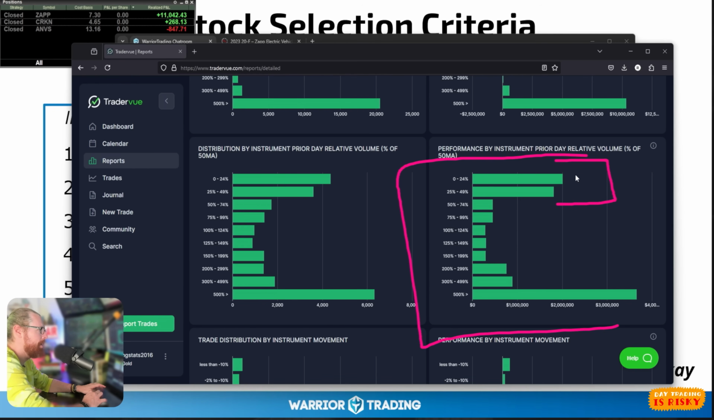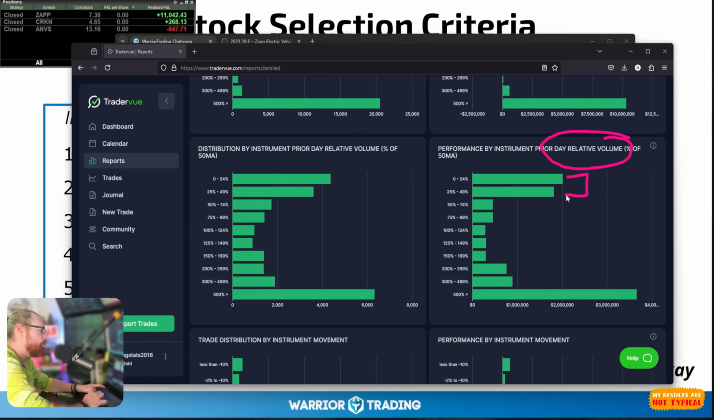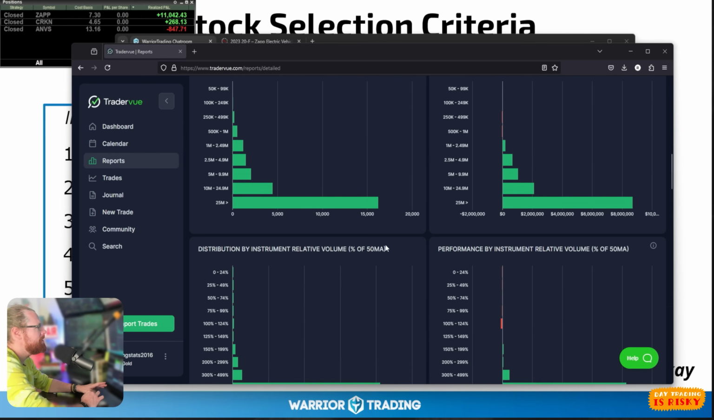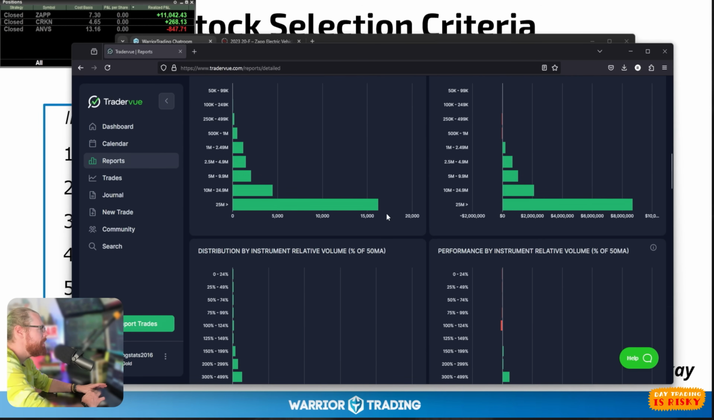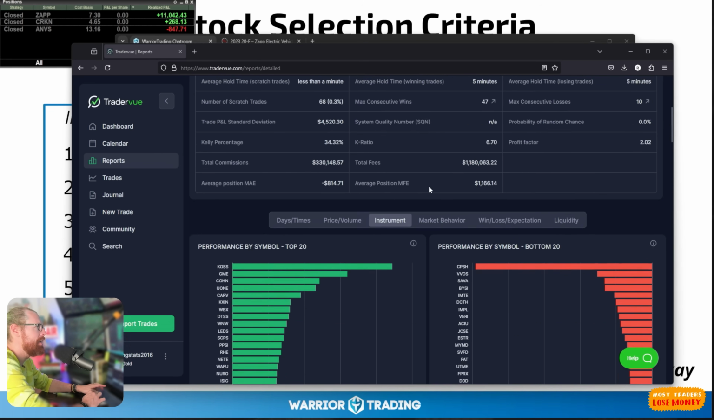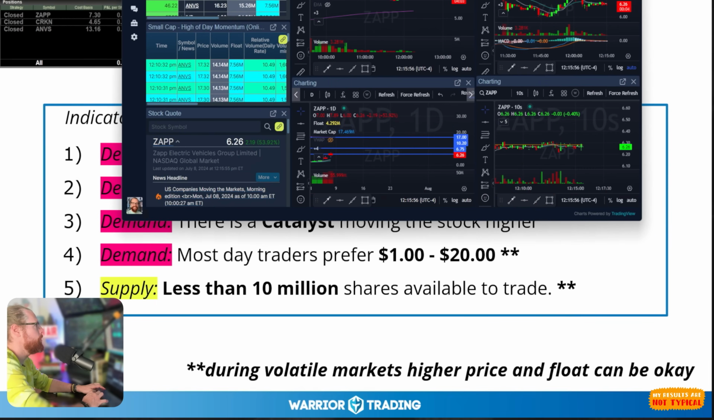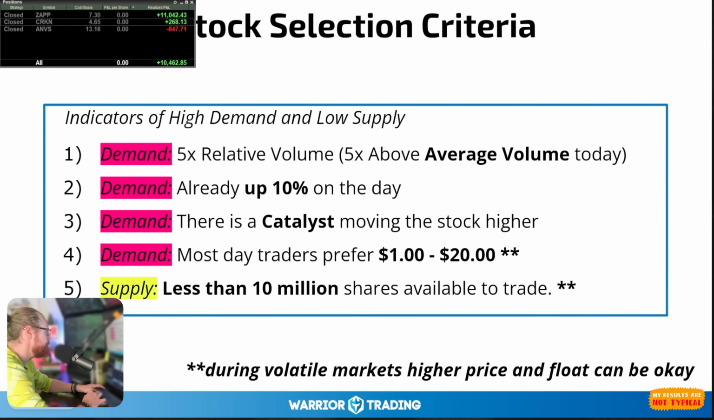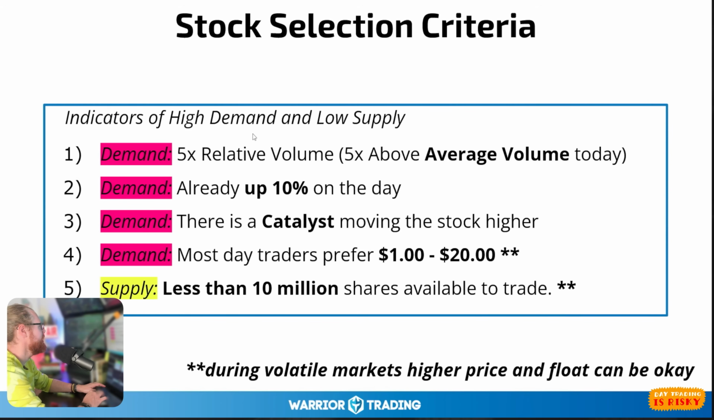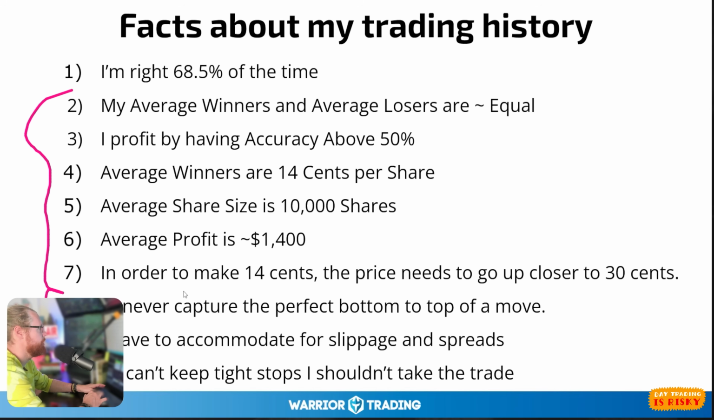ZAPP is going to be in this range here, where the performance relative to the prior day's relative volume is actually much lower, and that's because it's a continuation stock. So all of these metrics are essentially defining the strategy, but it's communicating it in a way that may be very hard for a beginner trader to understand. This is the translation of what the metrics are saying. The metrics are saying that this is where I make the most money. This is where I find the most success.